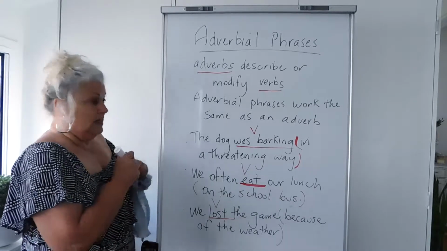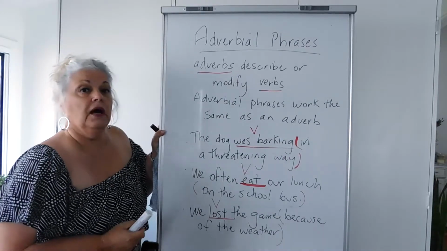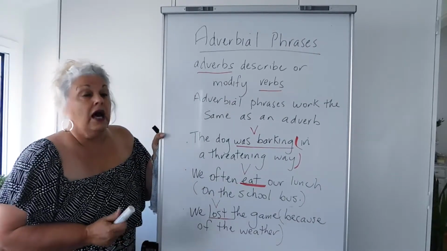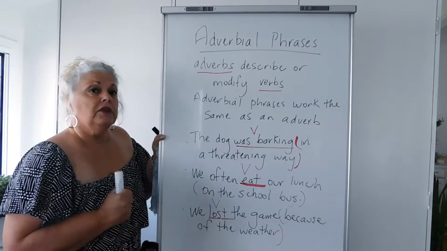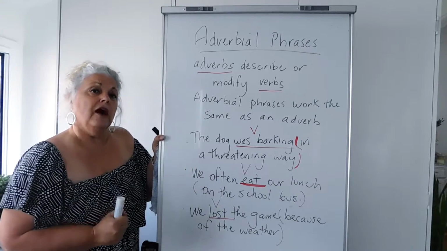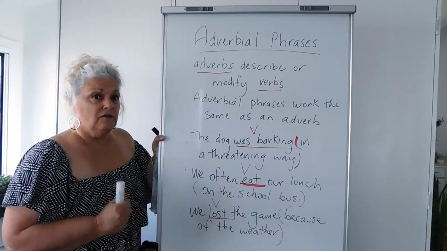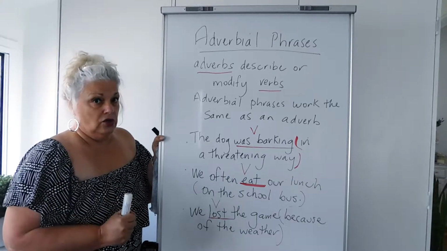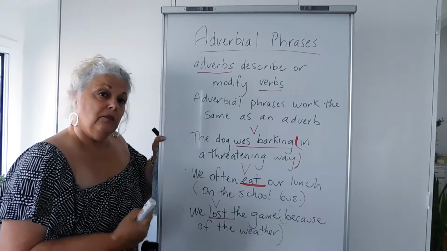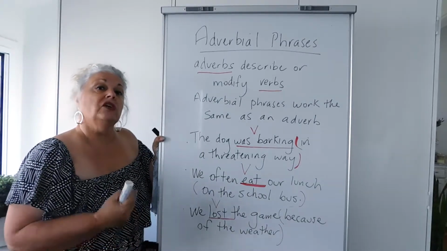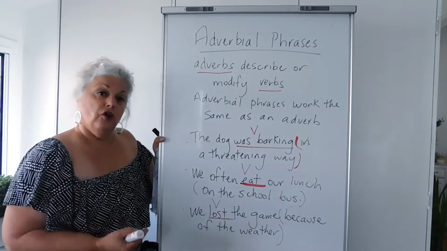So in our group of lessons about phrases, we've talked about prepositional phrases, we've talked about adjectival phrases, and we've talked about adverbial phrases. Lots to remember there, but the most important point to remember is that a phrase does not contain a verb. A clause contains a verb, a phrase does not. A phrase provides more information in terms of the position, a prepositional phrase, in terms of the noun, an adjectival phrase, or in terms of the verb, an adverbial phrase.